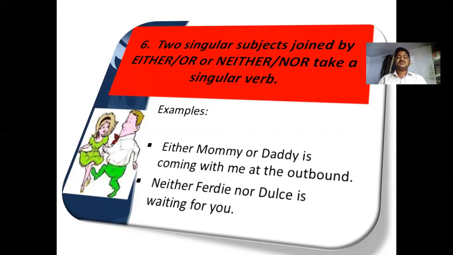So like that we can use either-or to represent two singular subjects. Two singular subjects joined by either-or or neither-nor take a singular verb form. Neither Freddy nor Douglas is waiting for you. Freddy is singular and Douglas is singular, but with neither-nor we are saying that either Freddy or Douglas is waiting for me. That means anyone can wait for me, so you go with only a singular subject.